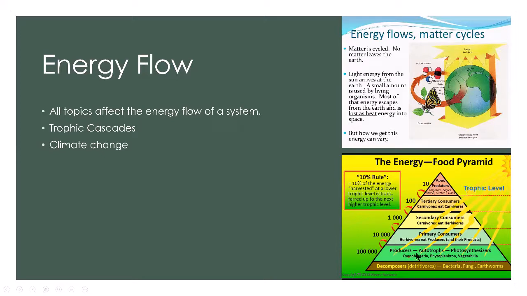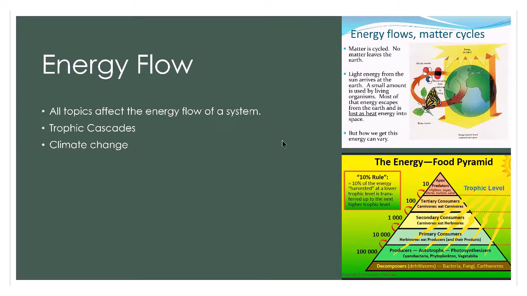And now you have an imbalanced energy pyramid, and there might be too many producers. Or let's say you have the opposite, and the producers are being overgrazed. And so now you don't have enough food for the consumers, and these other animals are going to die. So that's called a trophic cascade. It's basically an imbalance in the energy pyramid.